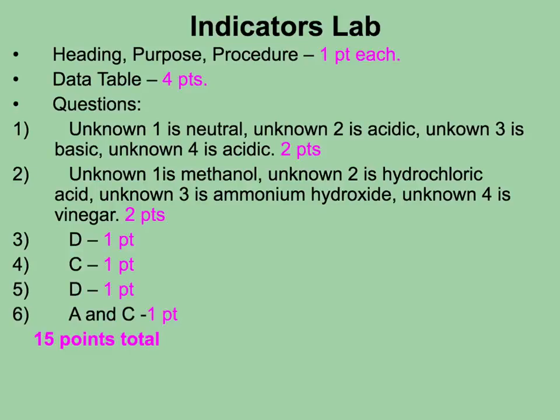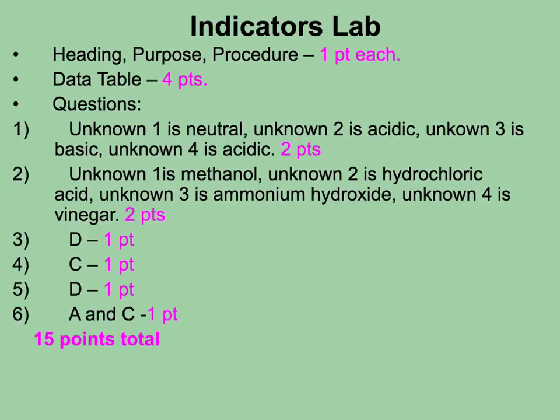Hi everybody, we're going to start today by trading and grading the indicators lab. So please pass around the red pens and we're going to get started. The total for this lab is going to be 15 points. The heading, purpose, and procedure are 1 point each as usual.